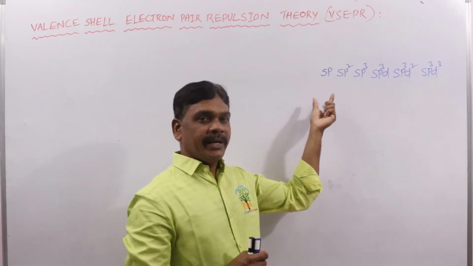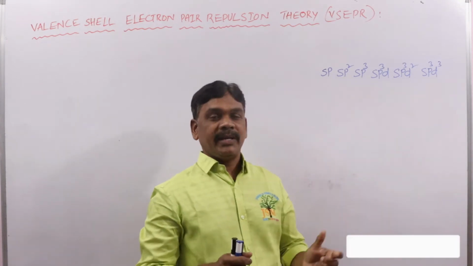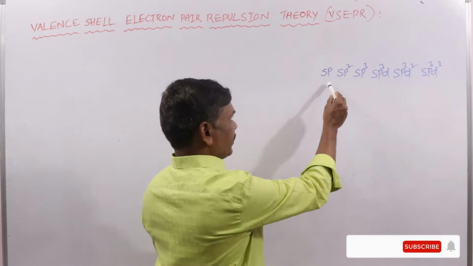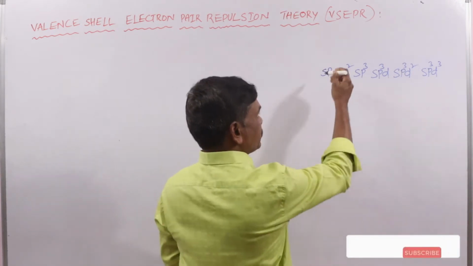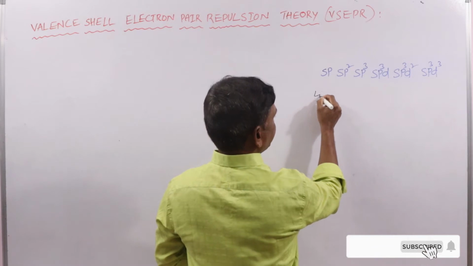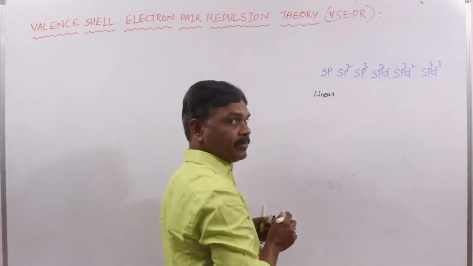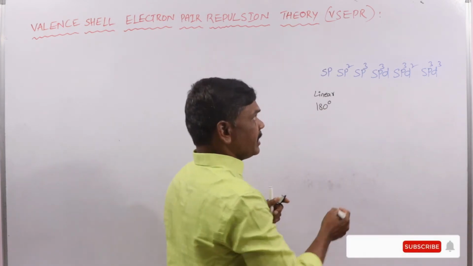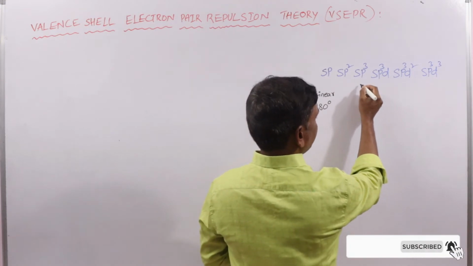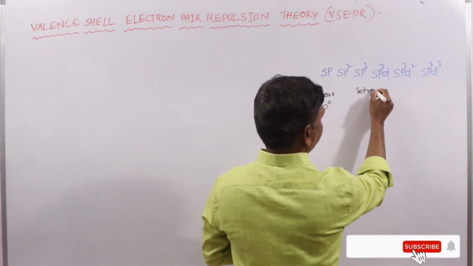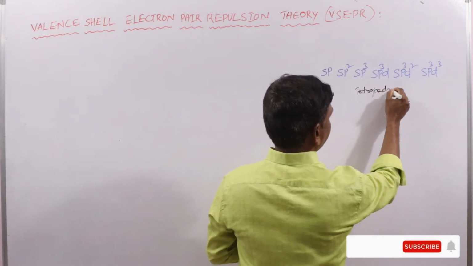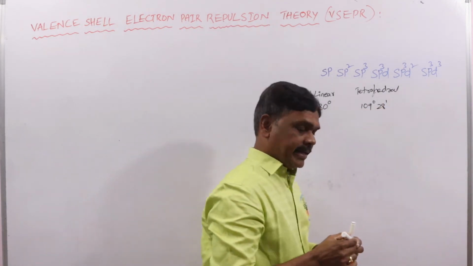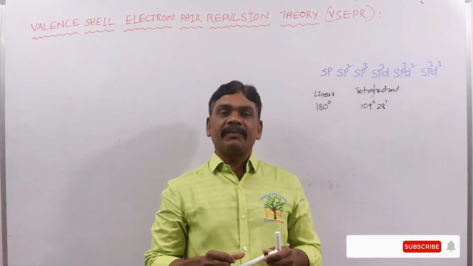Okay, in a particular hybridization the shape of the molecule and bond angle of the molecule is specific. That is, in case of sp hybridization, the geometry is always linear, and bond angle is 180 degrees always. In case of sp3 hybridization, what is the geometry? Geometry is tetrahedral, and bond angle is 109 degrees 28 minutes.